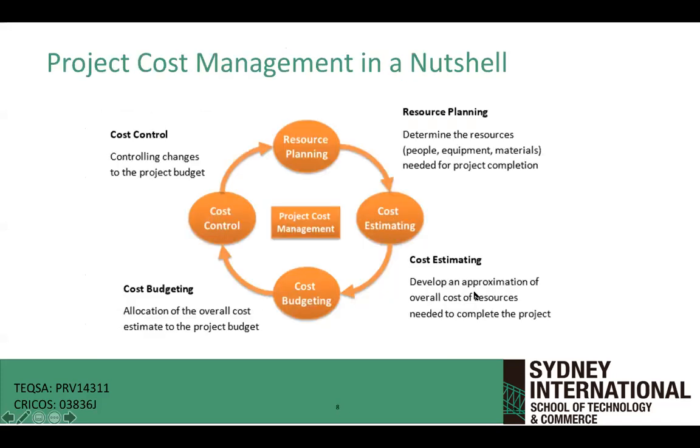Now, when I talk about project cost management, there are a number of steps I need to talk about: resource planning, cost estimation, cost budgeting, and cost control. Resource planning is knowing what resources I need to get the project done. What people I need, what equipment, what machines, what space. All of these are about understanding the resources I'm going to need to complete my project.